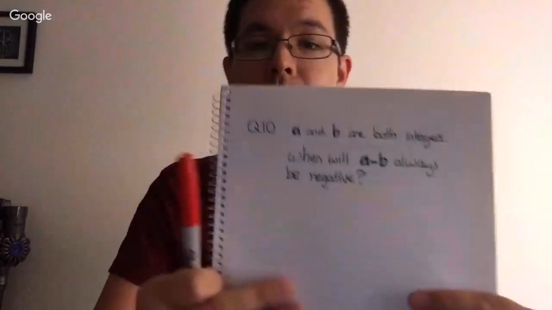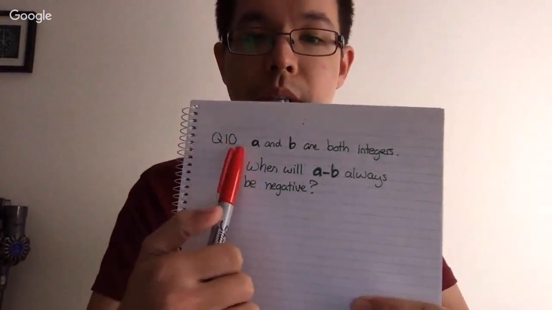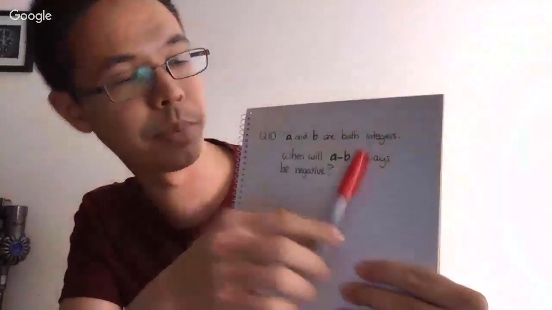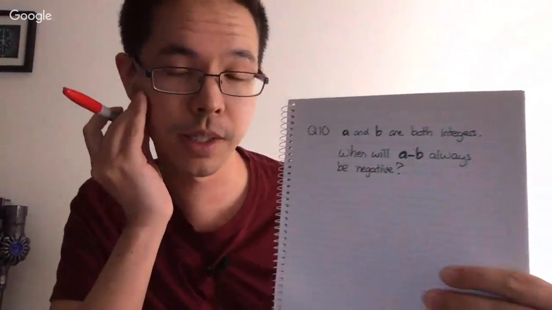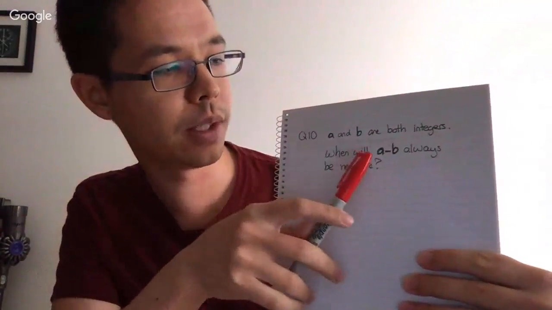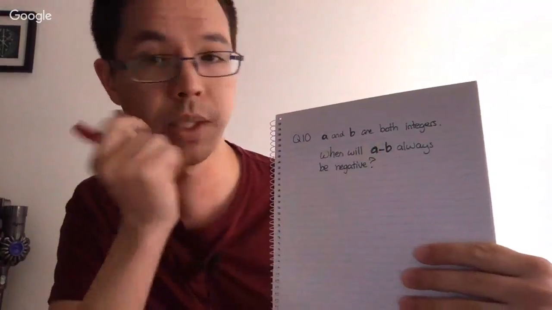So for the rest of us who haven't got the practice test in front of them, this is the question. Question 10: A and B are both integers. So an integer is a whole number that could be positive or negative. When will A take away B always be negative?